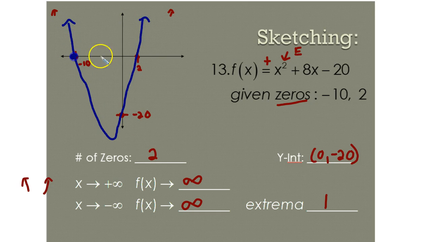I go through my two zeros at -10 and 2. I go through my y-intercept at -20. Is this the only way that it could look? Well, your sketch might look a little different, but it should look kind of like this. It's fairly similar. That's the idea, is we want to know what the function looks like in general terms.